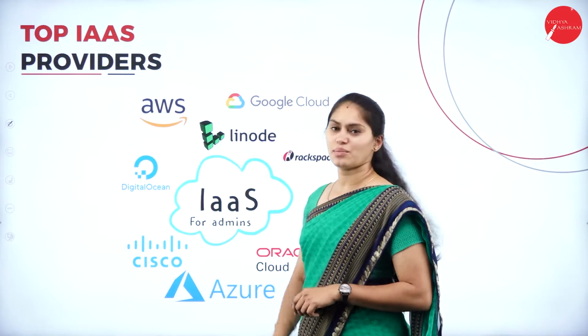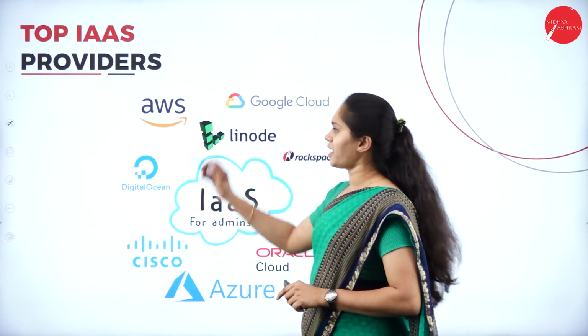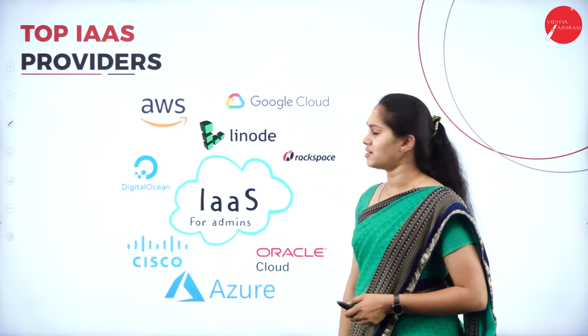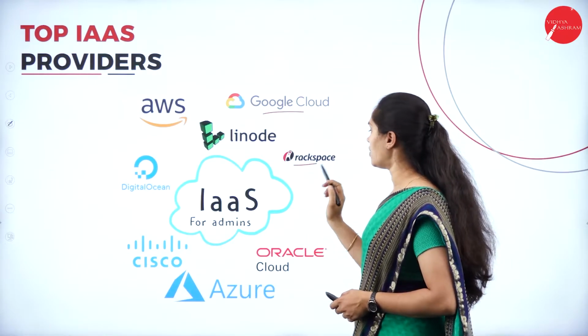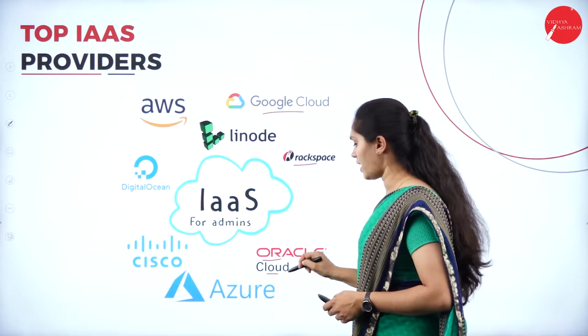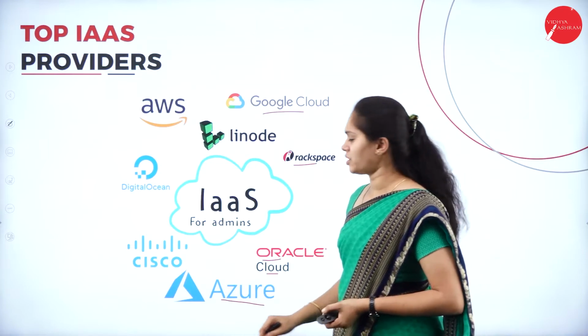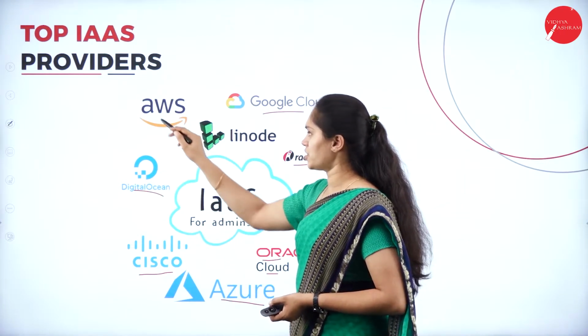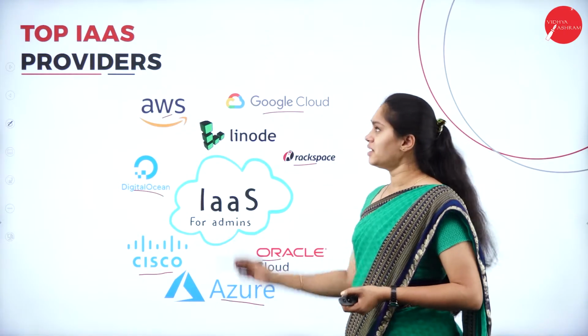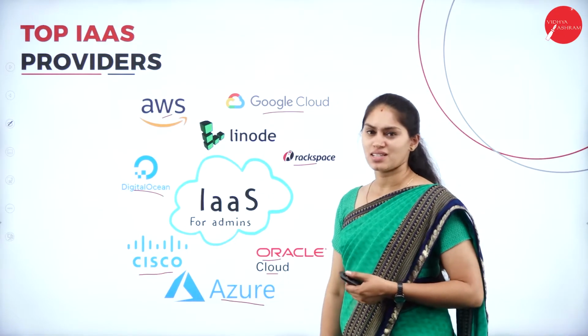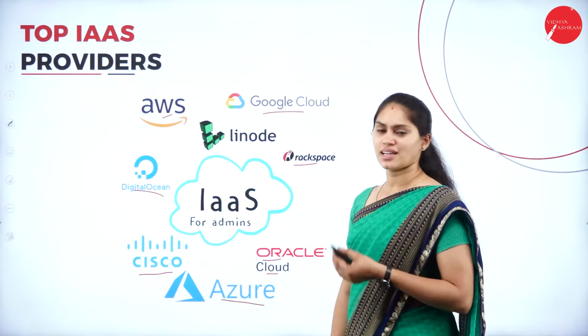Here you can see some of the top IaaS or infrastructure as a service providers. It includes Google Cloud, Rackspace, Oracle Cloud, Microsoft Azure, Cisco, DigitalOcean, and AWS. These are the top infrastructure as a service providers. This is regarding this one.